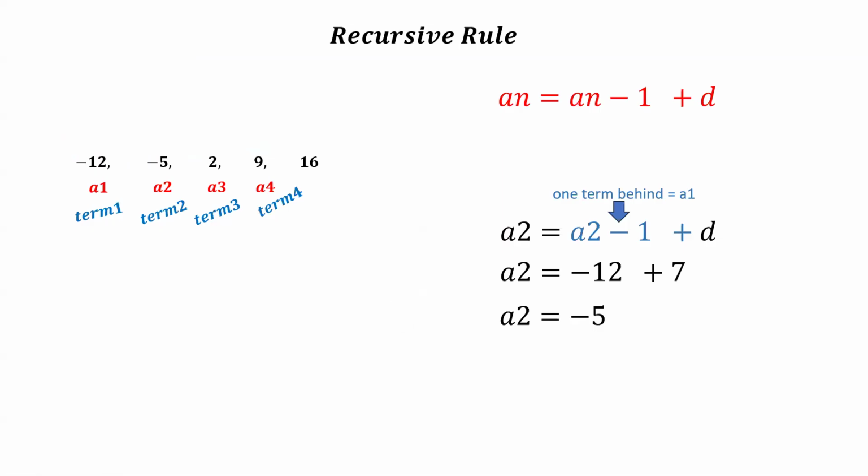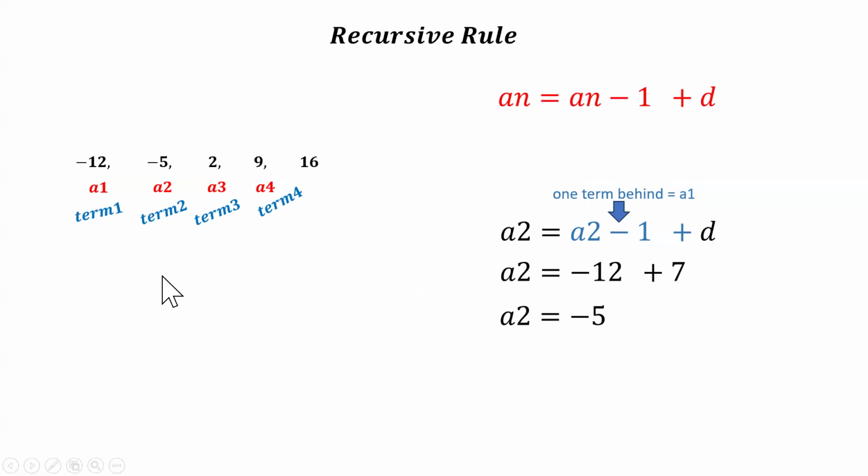I will use this common difference with the recursive rule now to find the second term, for example. The second term is the second term minus 1, this is the term behind, plus the common difference. What is the second term minus 1 here? It's one term behind, which is -12. Plus the common difference is going to be -5.